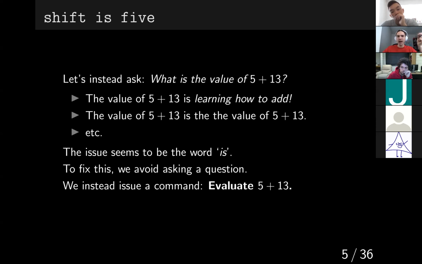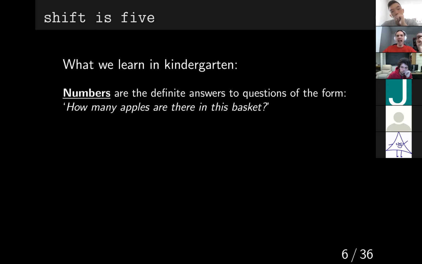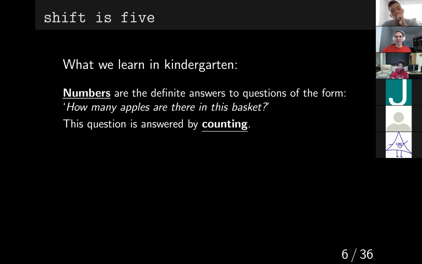Now, how I actually began my notes is discussing numbers. And I said we're going to go back to a kindergarten model of numbers. And so what do you learn in kindergarten about the notion of numbers? And I actually looked up the Ontario education standards for this. Well, numbers are definite ways to answer questions of the form, how many apples are there in this basket? Now, how would you answer this question? You'd go to your basket, you'd start removing apples, and then you'd start with 0, increment every time you removed an apple, and then you get to some number. And this process is known as counting. This is how you answer the question, how many apples are there in a basket? You count.